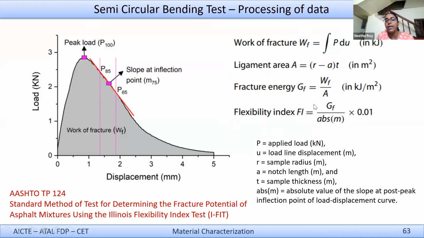And you compute something called the flexibility index, that is GF by the absolute value of the slope at this point. This is the way in which the curve starts decreasing. At this straight line point, you find the slope, the absolute value of that slope. When you divide it by the fracture energy, it will give you one index called the flexibility index.